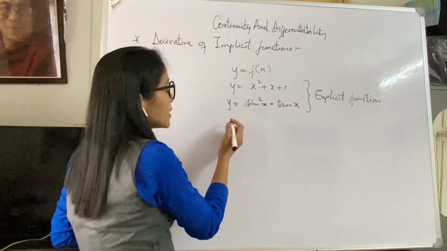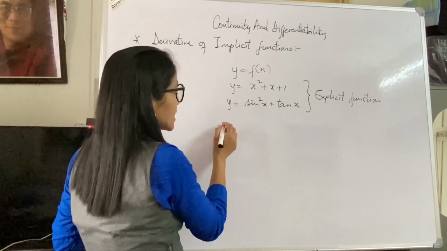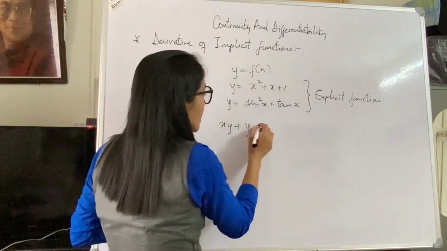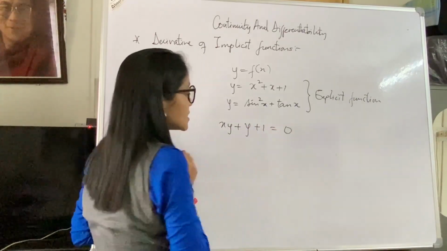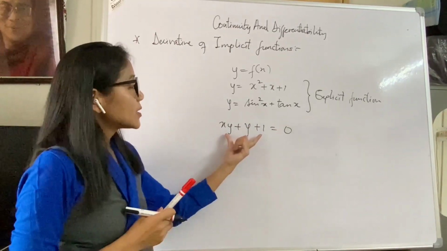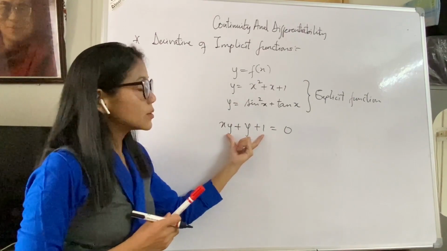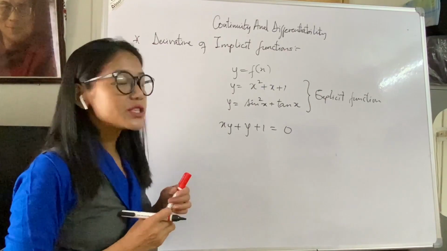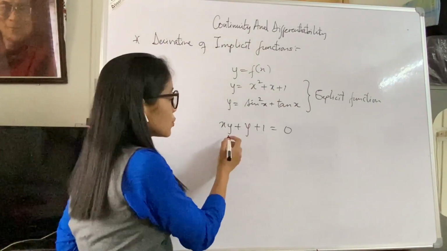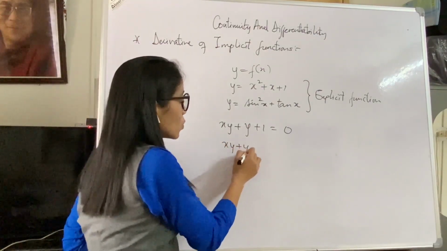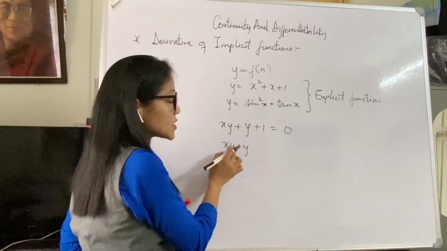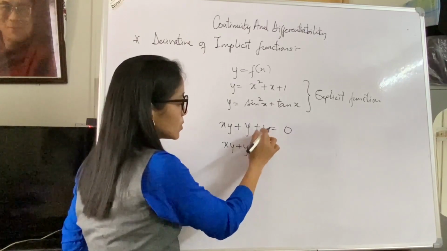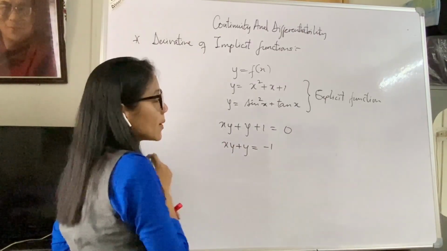Okay, now if I give you an example, say if I write xy plus y plus 1 is equal to 0, right? Now if I try to express this function in explicit form, am I able to do it? First you need to check that. So now what I will do is keep the terms which are in terms of y on the left hand side, and then take the rest to the right hand side. So I get here minus 1.